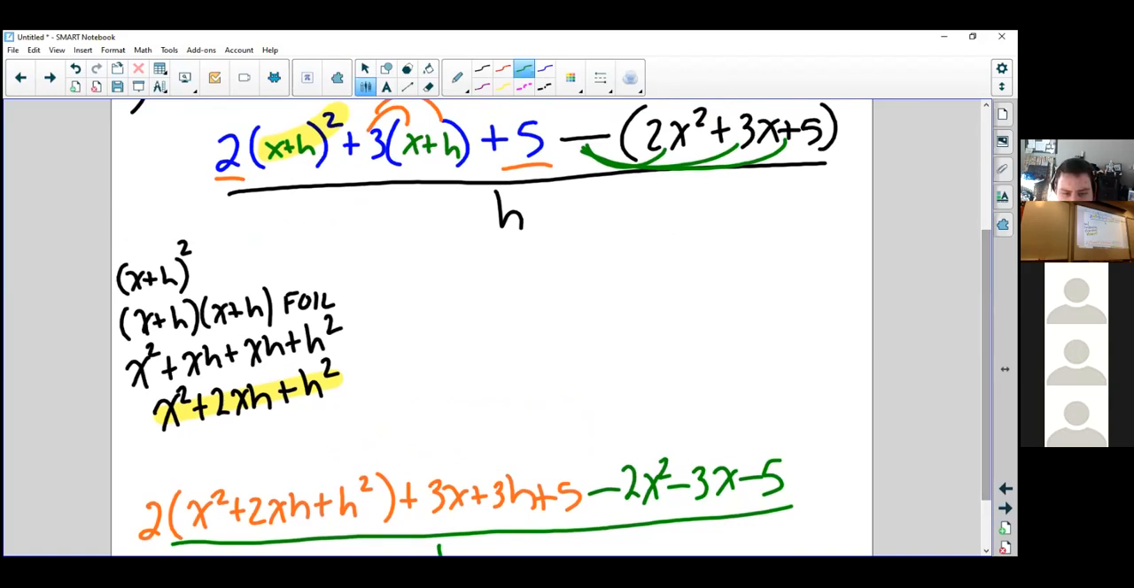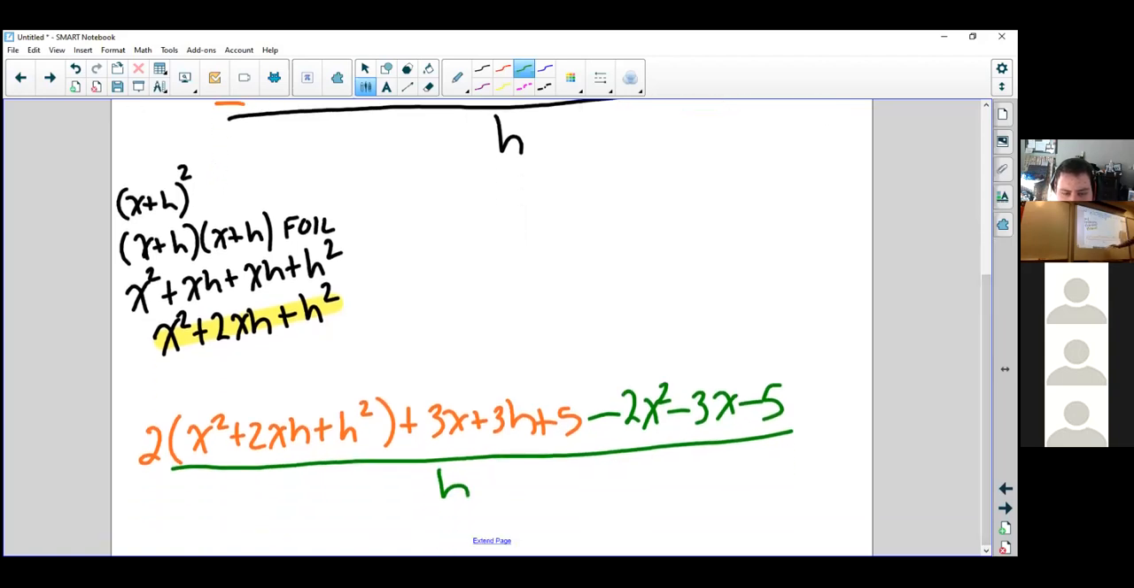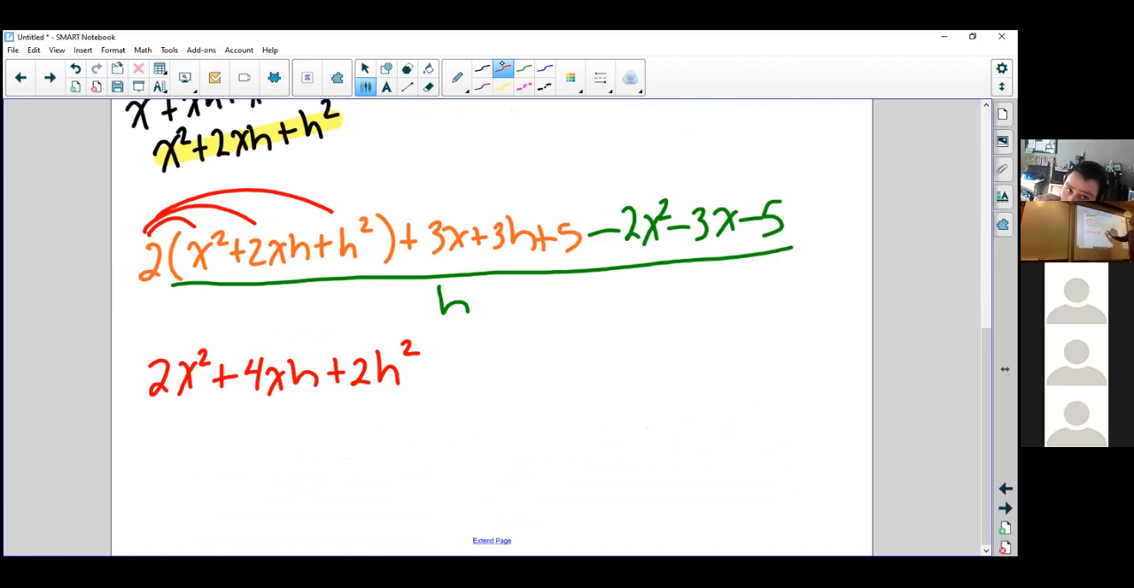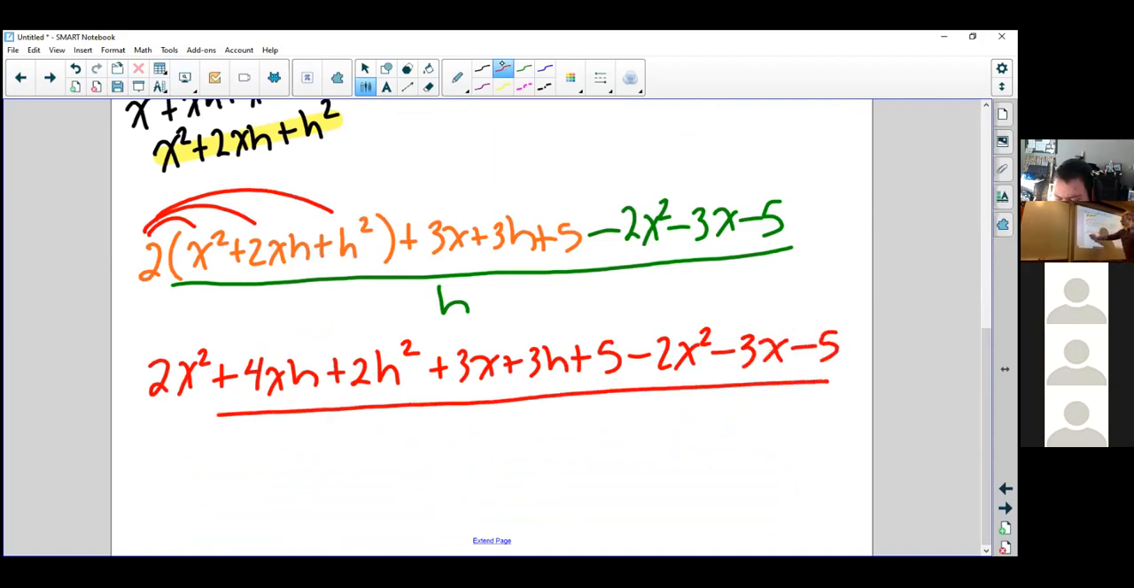Okay. I'll move it down. I'm gonna extend the page. So let's take care of the parentheses. So I'm gonna distribute 2 here, here, and here. So I have 2x squared plus 4xh plus 2h squared plus 3x plus 3h plus 5 minus 2x squared minus 3x minus 5 all over h.